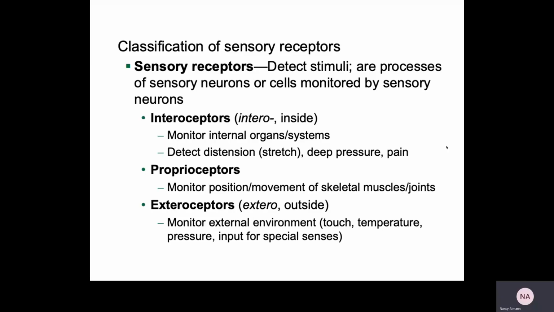External receptors are, of course, going to bring information about the external environment: temperature, pressure, vibration, light, touch, etc., as well as input for our special senses. External for outside or without. So there you have it. Three major categories. And of course, there are going to be categories or receptors within each category.